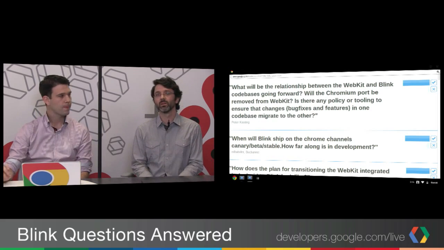There's no real formal relationship between the two teams. I expect that there'll be sharing of ideas and some patches, maybe more so in the beginning. In the beginning, it'll be easier to share patches. Over time, I expect that the two code bases will diverge, and it'll not be as easy to share patches. As far as the removal of the Chromium port from Webkit, that's really up to the Webkit project to figure out what makes sense for them.